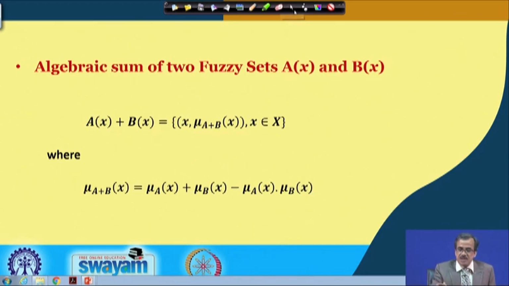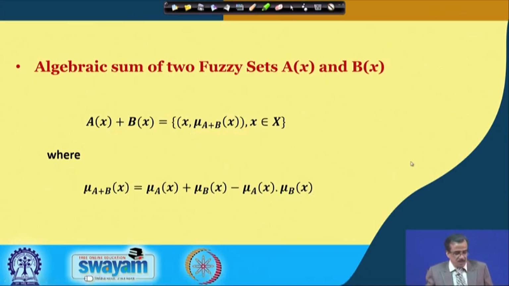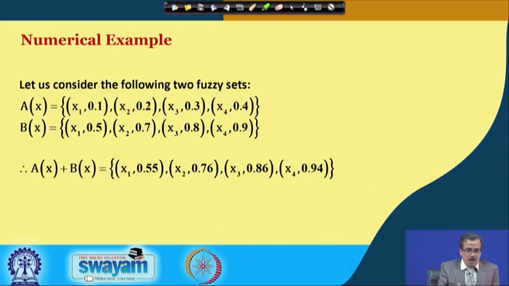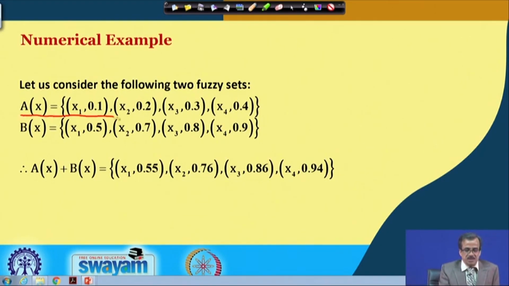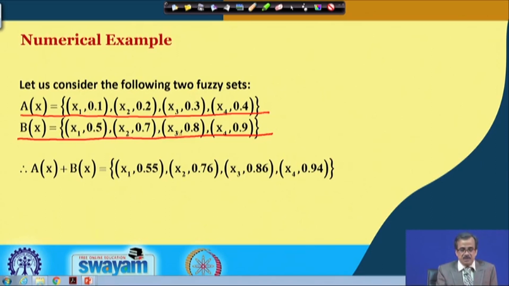Now, let us try to solve one numerical example corresponding to this. Supposing that I have got two fuzzy sets. One is A(x), a discrete fuzzy set, and I have got another discrete fuzzy set B(x), which is x1, 0.5, x2, 0.7, x3, 0.8, and x4, 0.9. A(x) I have already used several times, the same fuzzy set. Now, how to find out A(x) plus B(x)?